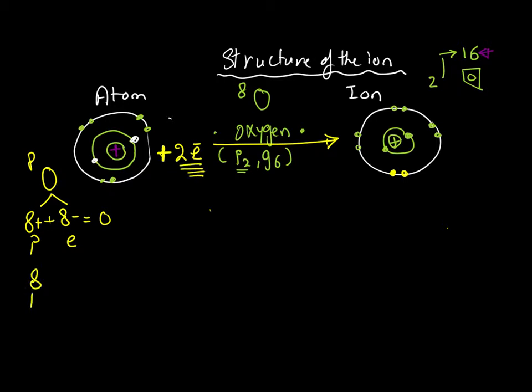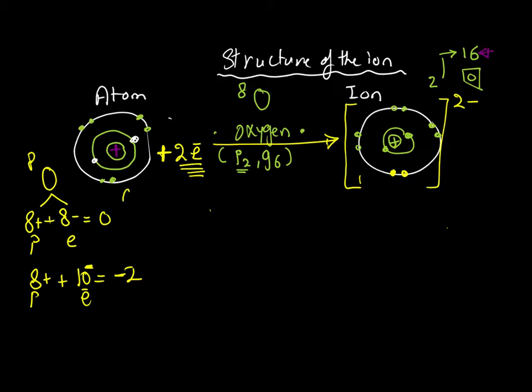So I do have 8 positive protons, but I will add to them now 10 electrons because the atom will gain 2 more electrons. So what will be the final charge? As the electron is negative, so it will be minus 2. 8 minus 10 equals minus 2. So now the ion will have a charge of 2 minus.